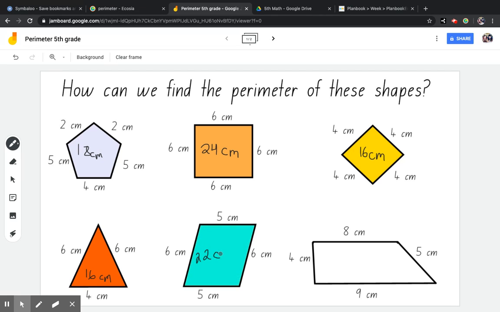Always label it. And last but not least, we have 4, 5, 9, and 8. So I have 4 and 5 make 9. 9 and 9 are 18. 18 plus 8 would be 26 centimeters.